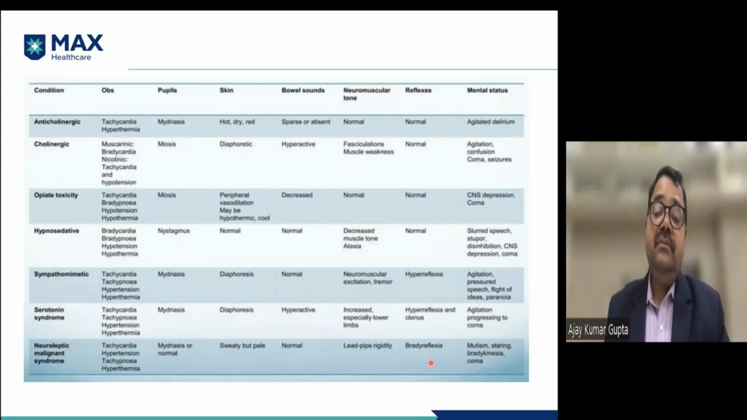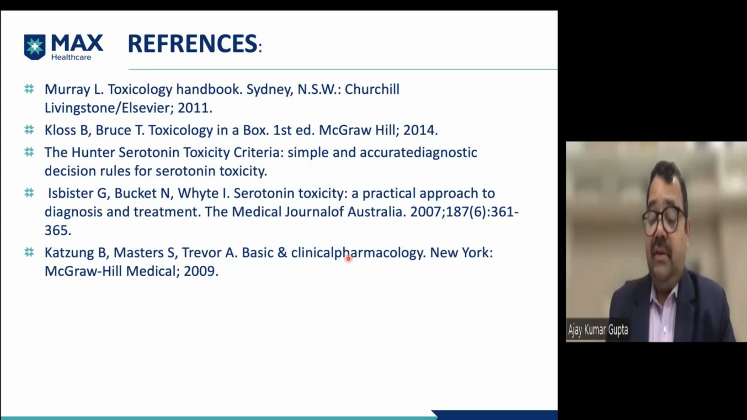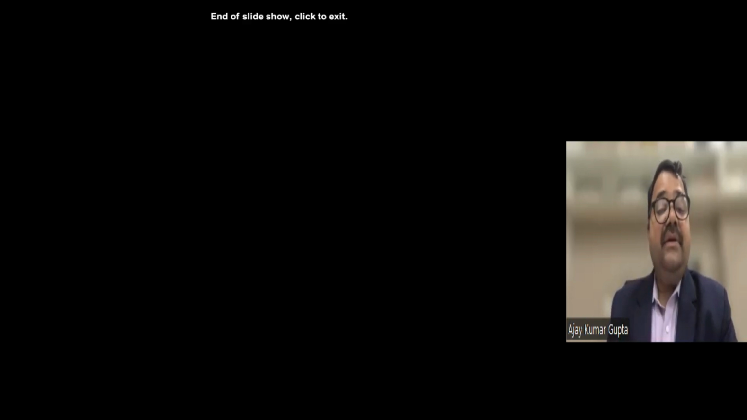And this is how we can correlate with our presentation of the patients. And these are the books which we have referred to in making these slides. So if you want any detailed statement, you can go through these books.